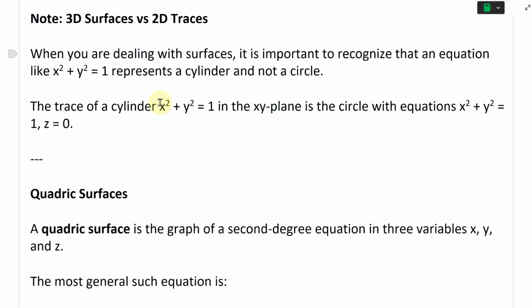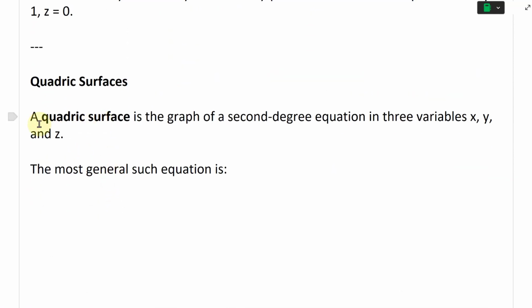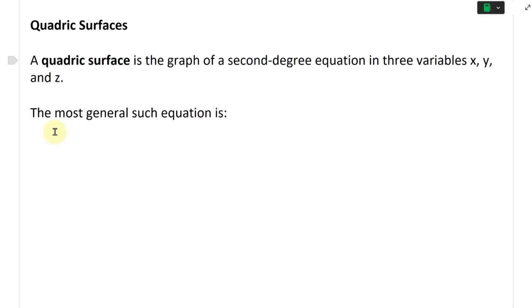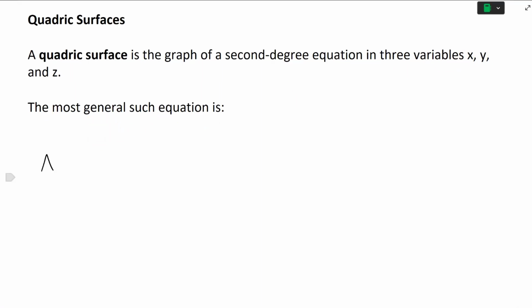All right, and now let's take a look at quadric surfaces. A quadric surface is the graph of a second-degree equation in 3 variables, x, y, and z. The most general such equation, basically this just means a power of 2, is going to be something like this: ax squared. The a is just a constant. You have that power 2 right there, indicating it's a second-degree equation.